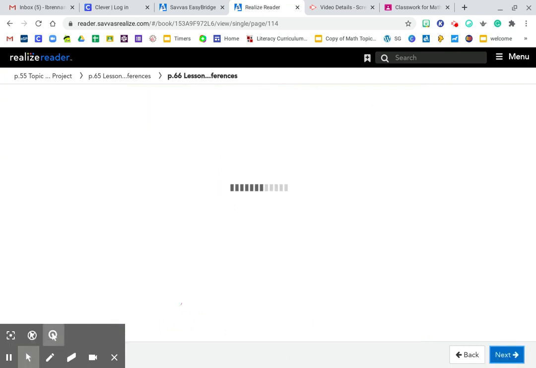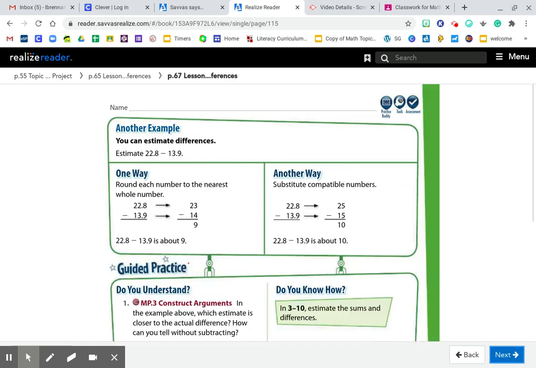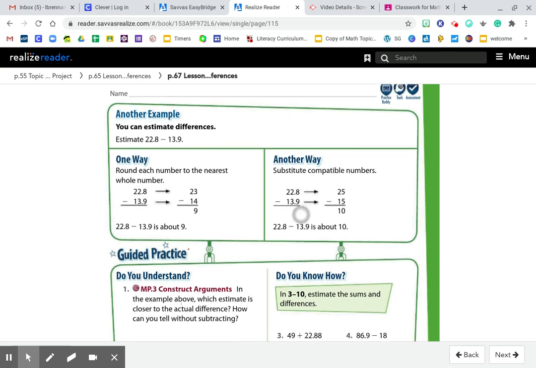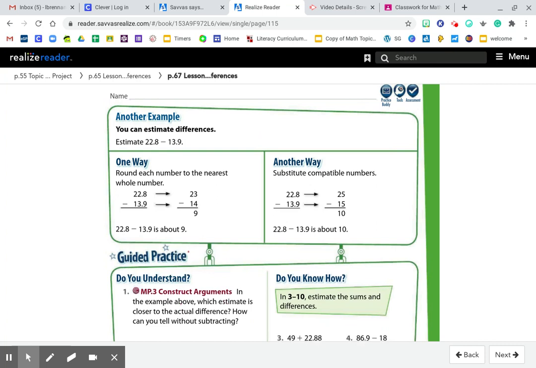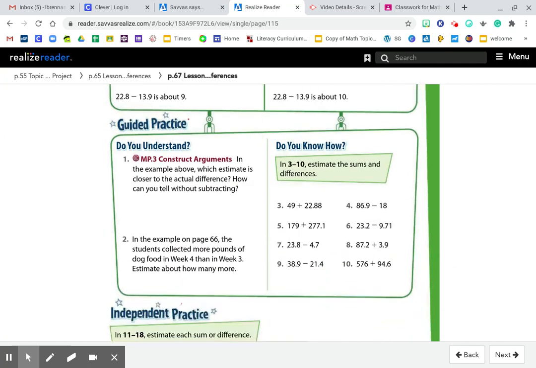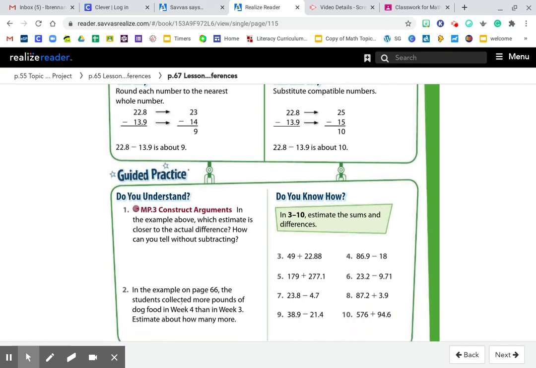And then the top of the page, another example: you can estimate differences, round each number to the nearest whole number, and you can estimate a difference that way. Another way is using compatible numbers. So in this case, we're rounding possibly to some benchmark number, some number that you can add in your head very easily. So in this case, they decided to round 22.8 to 25 and 13.9 to 15, and either way is fine. And the guided practice in the example above: which estimate is closer to the actual difference, and how can you tell without subtracting?